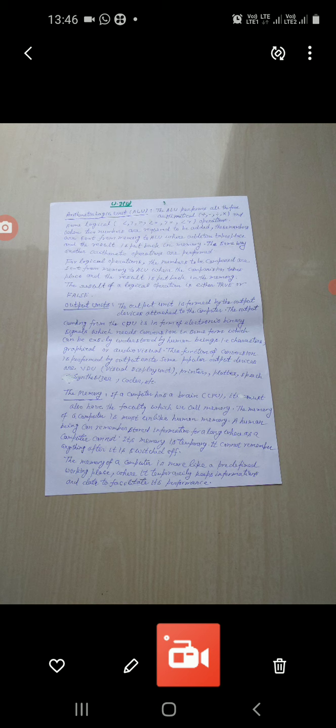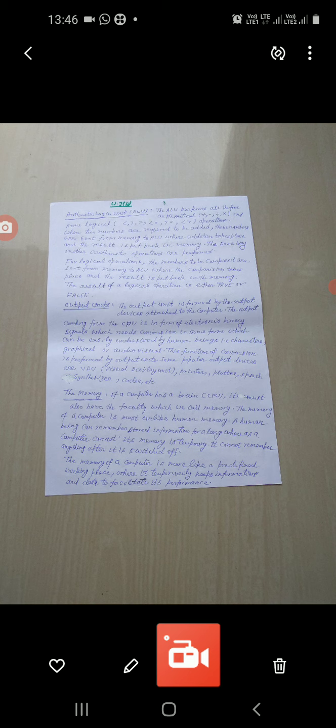Now we will discuss the third part of the computer, that is the output unit. The output unit is formed by the output devices, and these devices are attached to the computer.